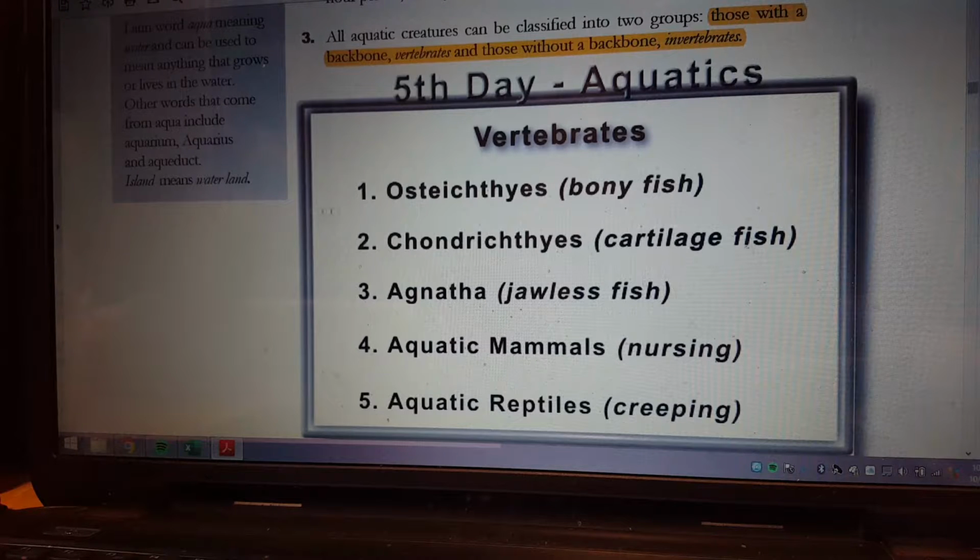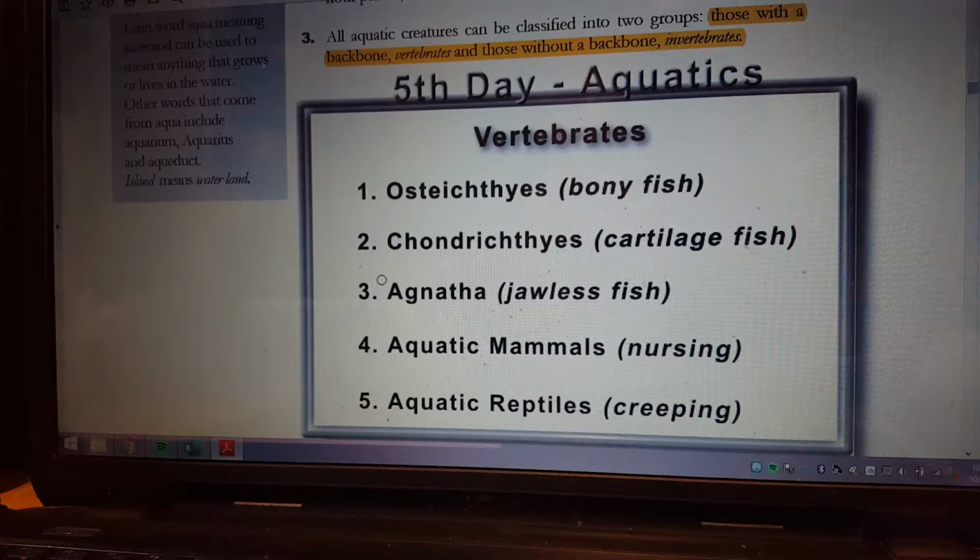We have number 1, and these are going to be hard words to pronounce, so I'm just going to do my best. So it's basically bony fish, Osteichthyes. Then we have number 2, cartilage fish, Chondrichthyes. Number 3, jawless fish, which are Agnatha.